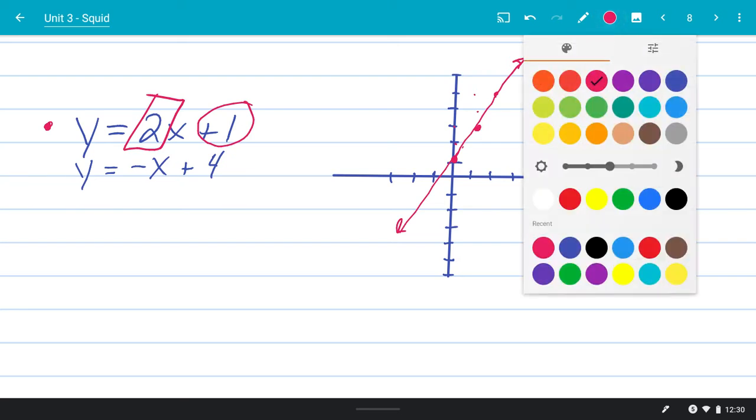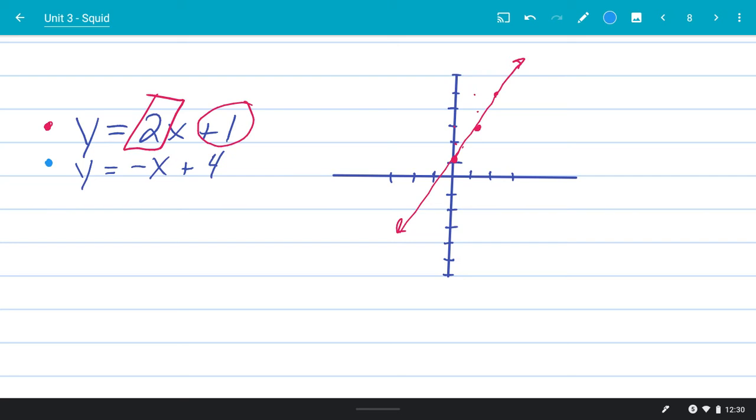I'll do my second graph in light blue, and I can see that my y-intercept is 4: 1, 2, 3, 4. And my slope is -1. So I'll go down 1 over 1, down 1 over 1. And right away, I can see that my lines intersect right here. In fact, that's the point (1, 3). So (1, 3) is the solution to my system.